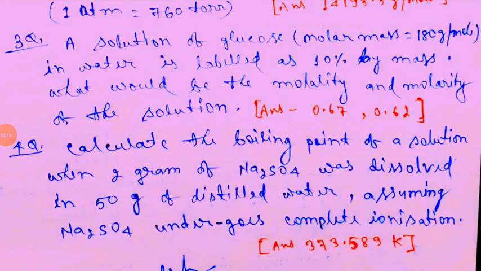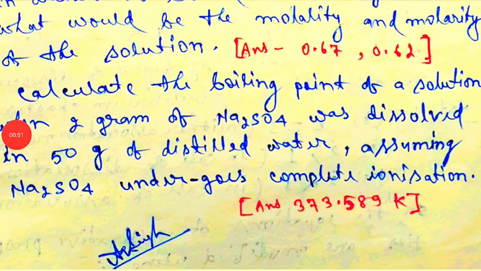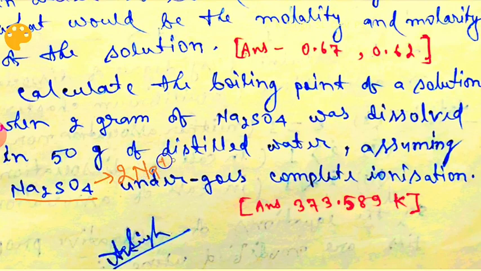Now last question and fourth question. So question is given, it is completely ionized. What does it mean? It converts into 2Na plus and SO4 minus minus. So what happens here? It dissociates into 3 parts. So the value of i will be here 3.